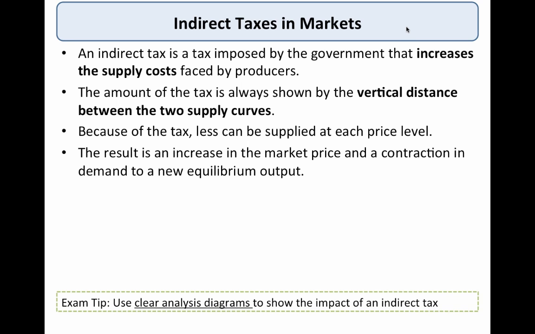Because of that tax, the key point is that producers are not willing or able to sell as much at each price level. So the normal effect of a tax is we see the market price go up, and we normally see a movement up the demand curve, a contraction of demand to a new equilibrium with a higher price and a lower output. Notice at the bottom here, I'm giving you a really good exam tip. These analysis diagrams, when you're showing intervention in markets, are absolutely vital. You produce great diagrams. Please make them a good size. I suggest at least a third of A4 as a kind of minimum.